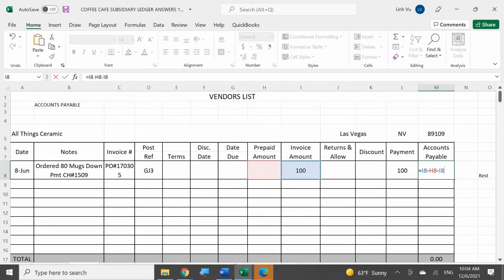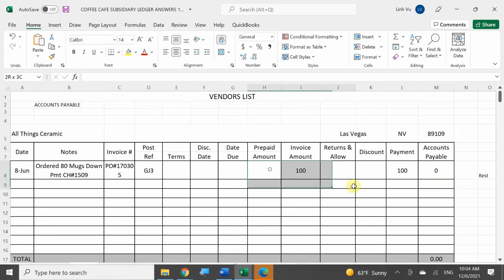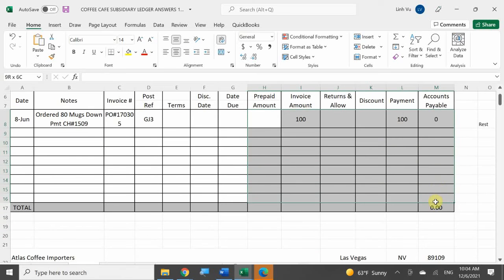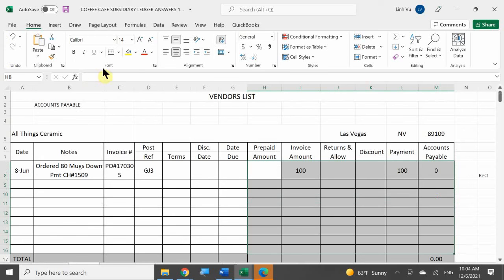So if I run my formula once again, I'm going to get 0, right? Because right now I don't owe All Things Ceramics, right? They owe me. And I'll show you what to do when we receive the bill here, okay? I'll show you how we configure the table in a few moments when we receive a bill. So there we go. We did our purchase order, we did our journal, we filled out our ledger, then we updated the subsidiary ledger to record that down payment.